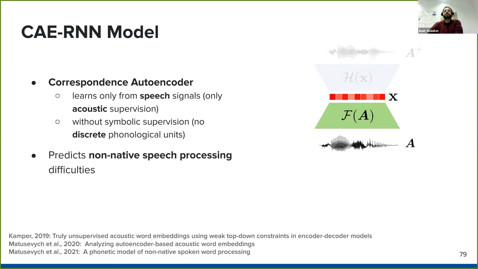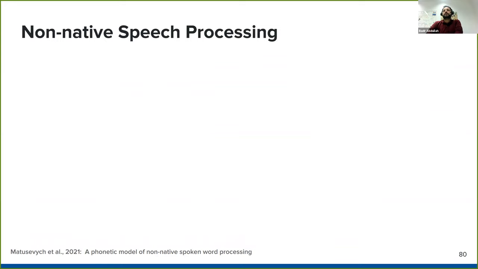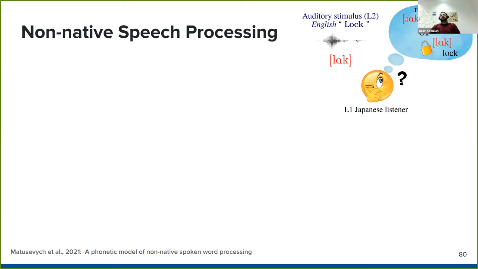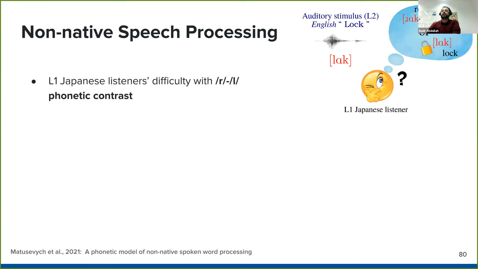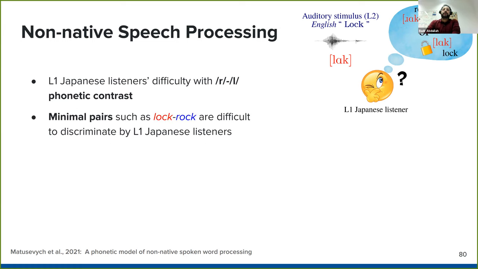This model has been taken as a phonetic model of non-native speech processing, and it has been shown that it predicts some non-native lexical difficulties. So the first one of these non-native speech processing difficulties is very well known in speech perception research, which has to do with the difficulty of Japanese listeners to distinguish between minimal pairs that have the la ra phonetic contrast. And that's because in Japanese, the la ra contrast is not linguistically meaningful, so there are no minimal pairs that only differ in this contrast. This difficulty has to do with the fact that for a Japanese listener, the la and ra would sound the same.